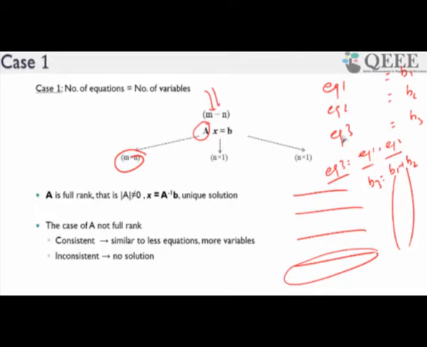However, if B3 happens to be not equal to B1 plus B2, in this case what will happen is this equation will be inconsistent with these two equations. So no one solution can solve all of these equations at the same time. So this is the case where m equals n.